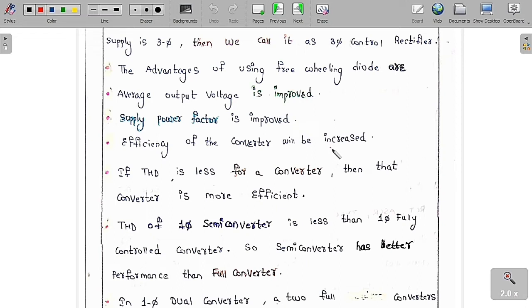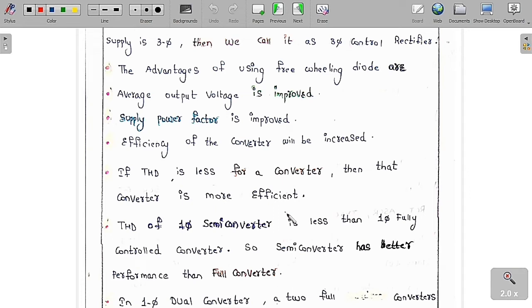So with the help of the freewheeling diode, we can simply say that the average value of the output voltage increases, the input or supply power factor is also increased, and the efficiency of the converter is also increased.